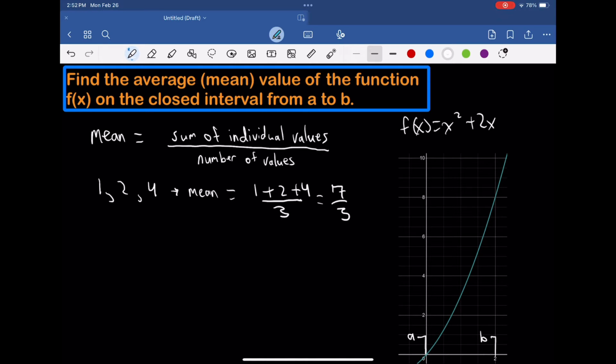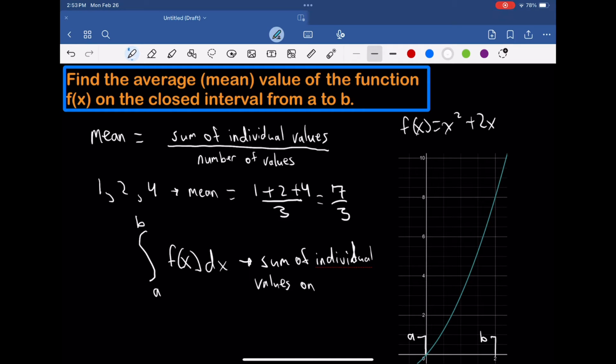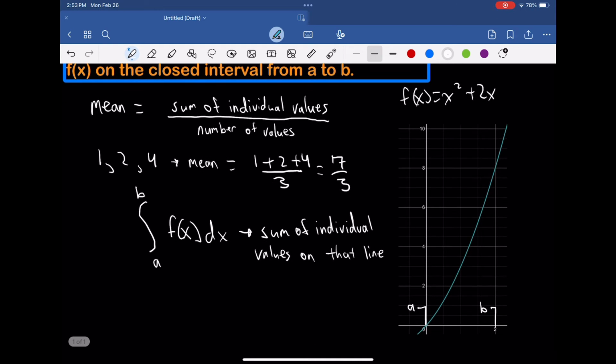So to apply that to a problem where we have a function f of x, we can say that the sum of the individual values is an integral. So the integral of f of x dx from a to b is actually going to be equal to our sum of the individual values of f of x on the line between a and b. Now, that gives us the top part of our mean equation. Now we need the bottom part, which is dividing by the number of values.